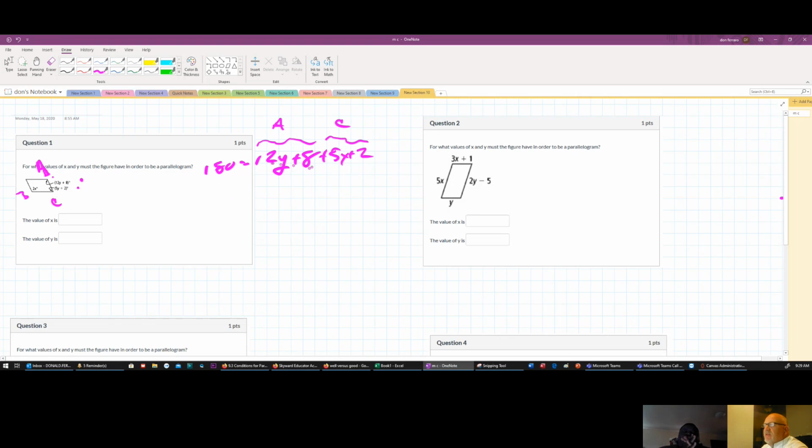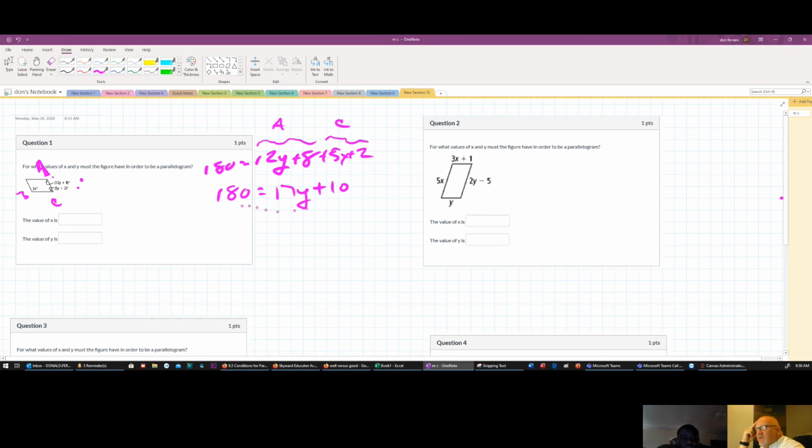Now let's simplify this. We've got 12y plus 5y. Walk me through simplifying this equation. Let's combine like terms. 12y plus 5y is 17y. And plus 8 plus 2. 8 plus 2 is 10. Plus 10, right?